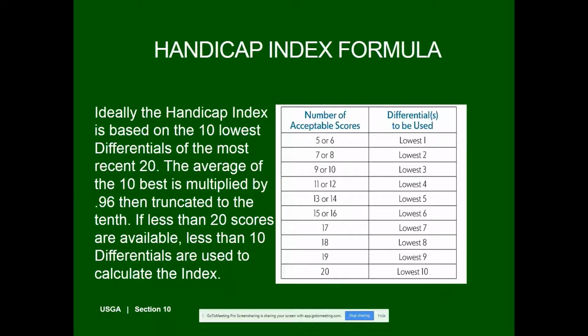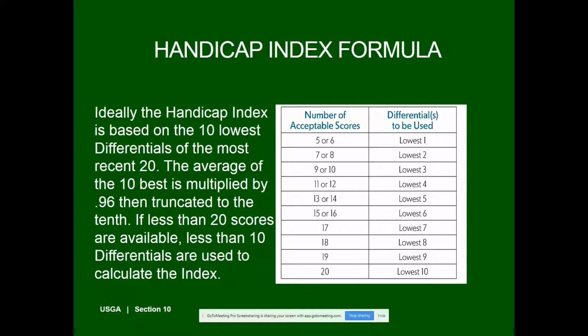All right. So how are our calculations totaled up? Many of you have probably seen this chart in the book. We all know that the average of the 10 best differentials over the last 20 is the standard, and then multiplied by 0.96. But for those individuals who are starting out getting a handicap index for the first time, it is a progression of how many differentials are used to determine your handicap index. So we know that it takes at least 5 18-hole scores to begin.